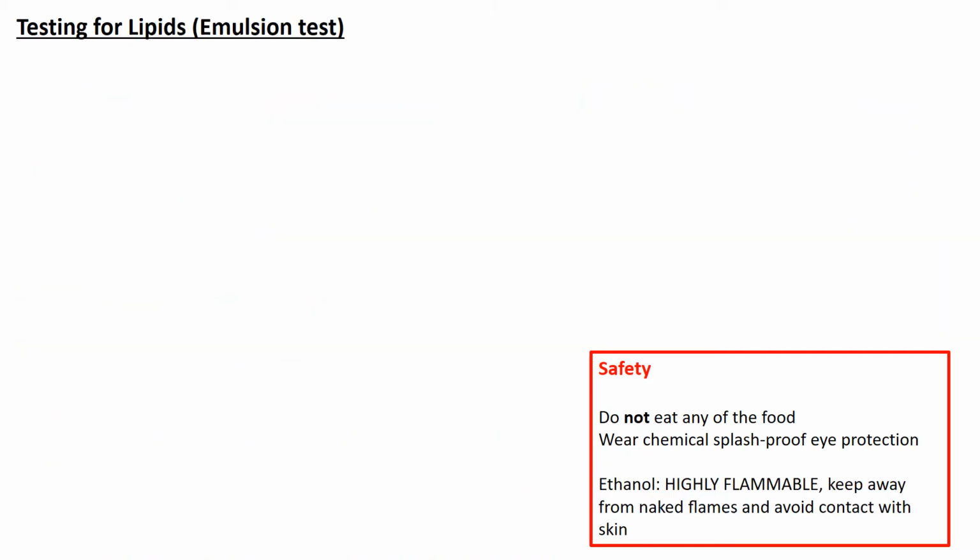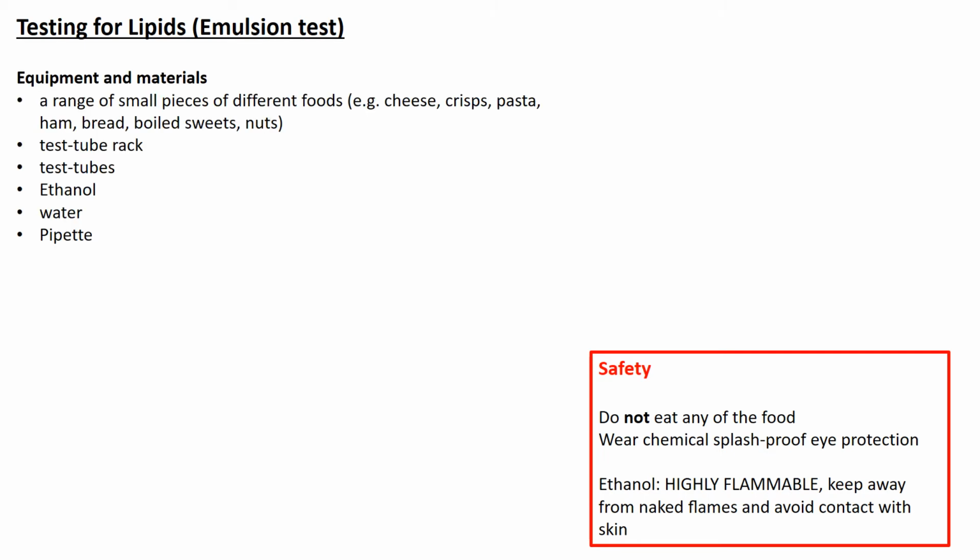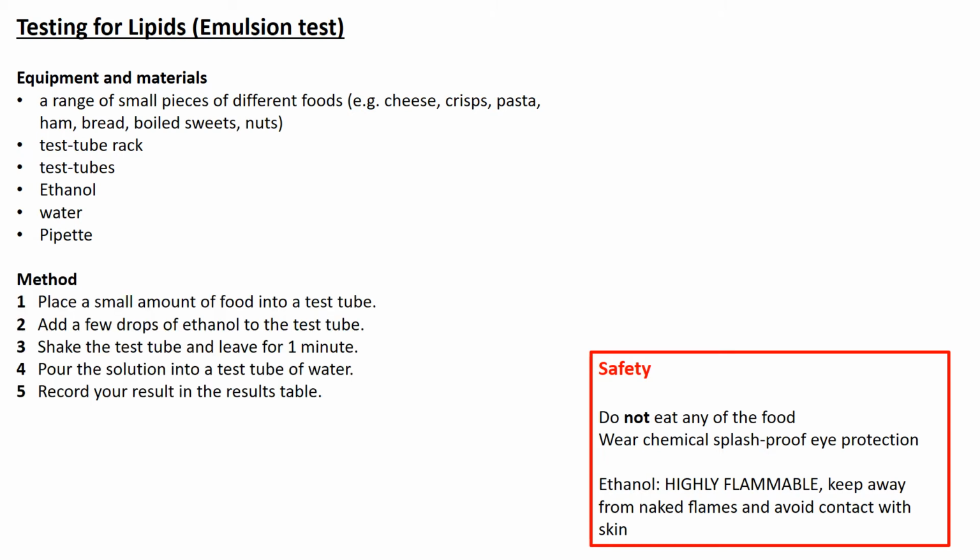All right. So, next one, testing for lipids. So, test number 3, it's the emulsion test. And again, we've got our range of foods. We've got a test tube rack, a test tube, ethanol, water, and a pipette. Here's my method. Try and reduce each one of those into 3 words. Just try and condense that down so we're not trying to remember massive, great big chunks of information.